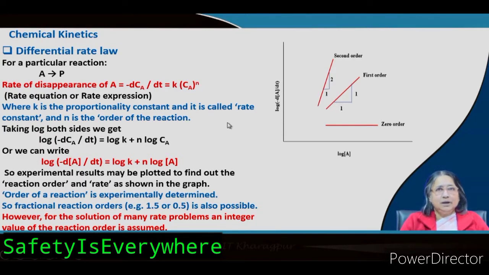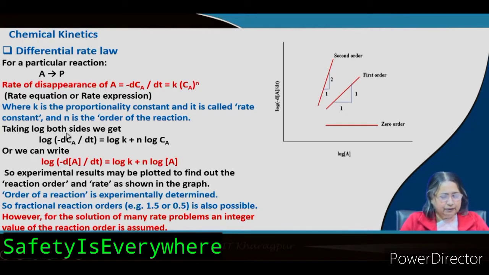If you express the concentration in moles per liter and time in seconds, then the rate will be moles per liter per second. Or if you express the time in hours, then moles per liter per hour. If you express the concentration in milligrams per liter, then it will be milligrams per liter per second or per hour. So the unit of rate will be the same irrespective of whether it is a first order, zero order, or second order reaction.